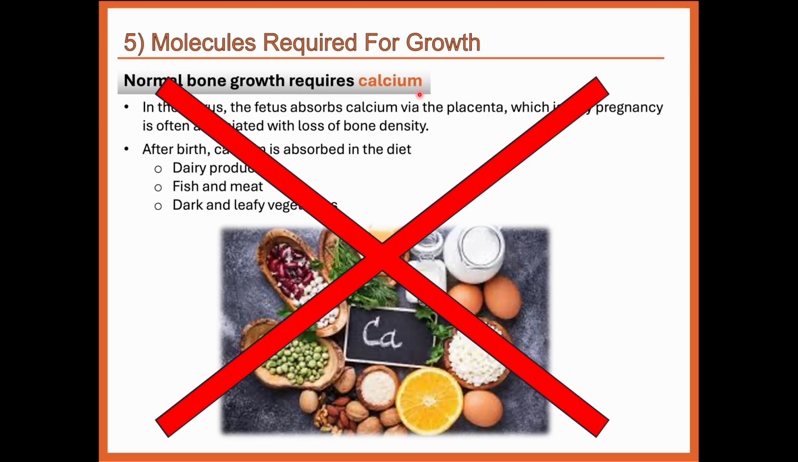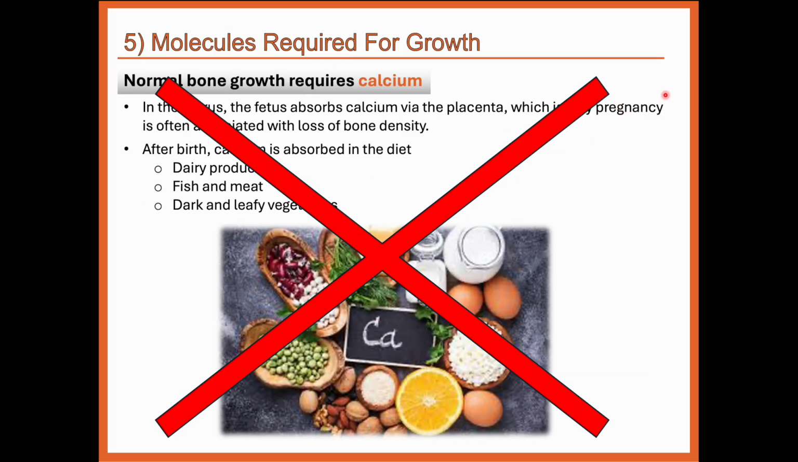Normal bone growth requires calcium. I think you know this, right? Bone is made of calcium phosphate, so most of it is calcium. This calcium must be available, so calcium is very, very important. But I don't need you to know too much. We get calcium from certain foods, dairy products. That's why they say drink your milk, right? Blah, blah, blah.